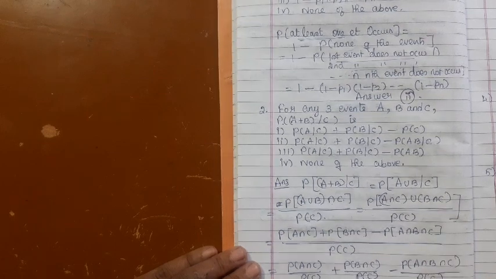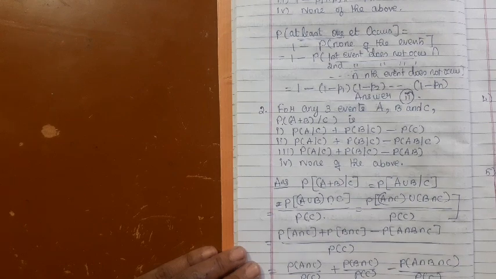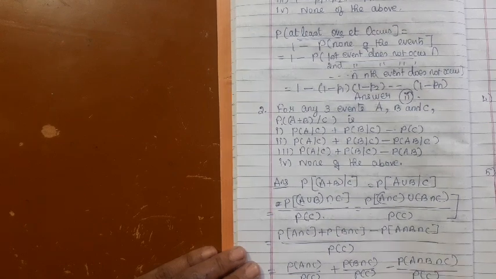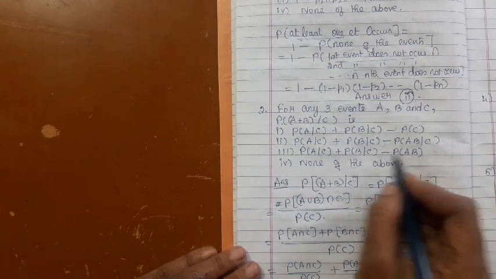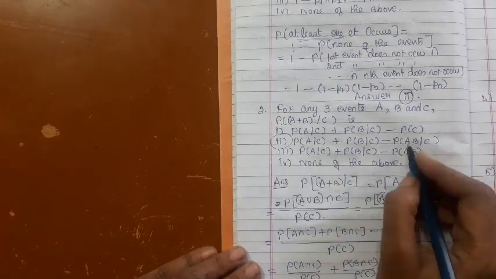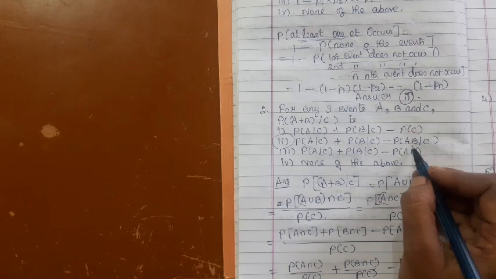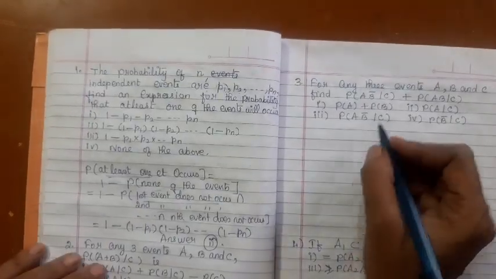What is this actually? Probability of A given C, and this is probability of B given C, and this is probability of A intersection B given C. So the answer is the second option. Okay, A intersection B is nothing but AB, right? Fine. So the answer is the second option. Now let us come to the next question.